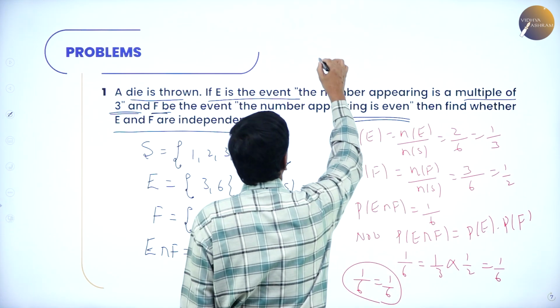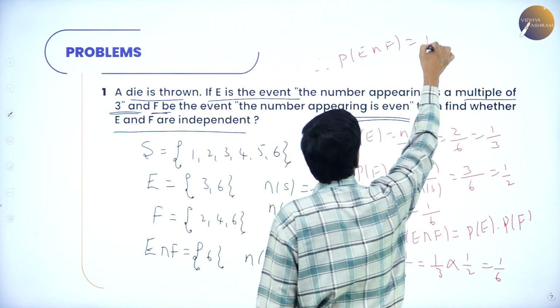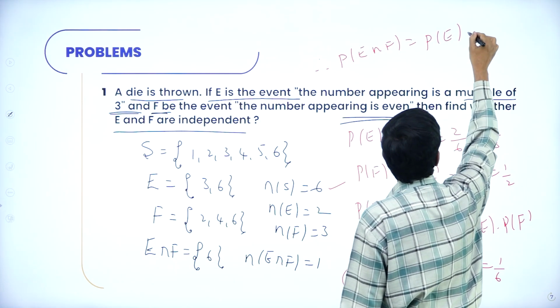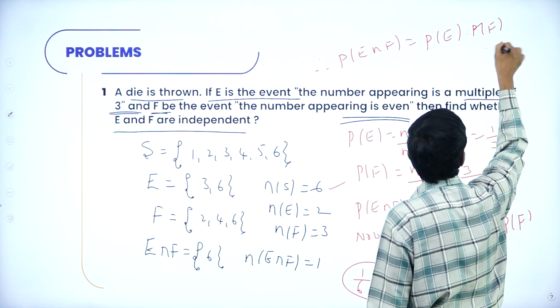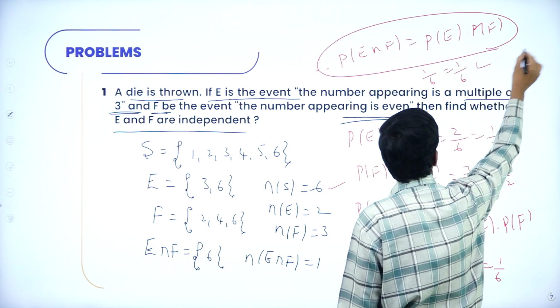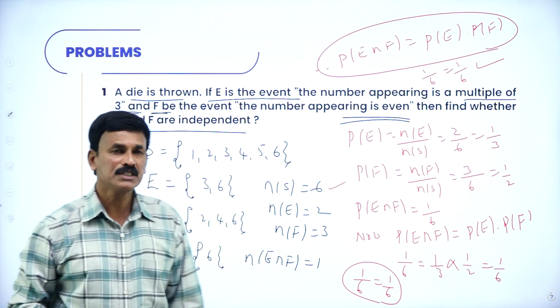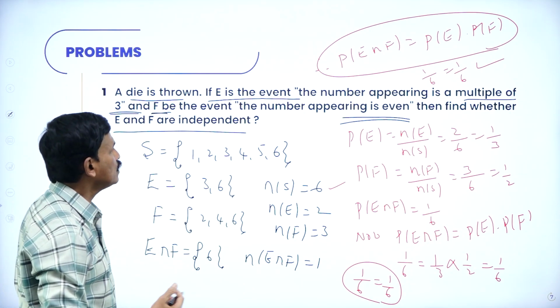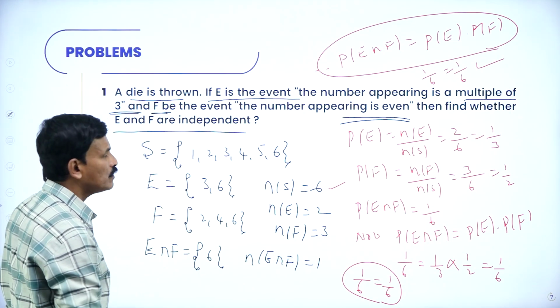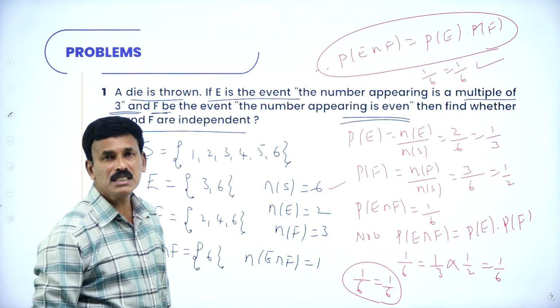That means, therefore, probability of E and F is equal to probability of E into probability of F. That is 1 over 6 is equal to 1 over 6. Therefore, E and F are said to be independent events. It does not depend upon the others. So, this is an example for an independent event. See, very simple for 3 marks and very easiest problem.